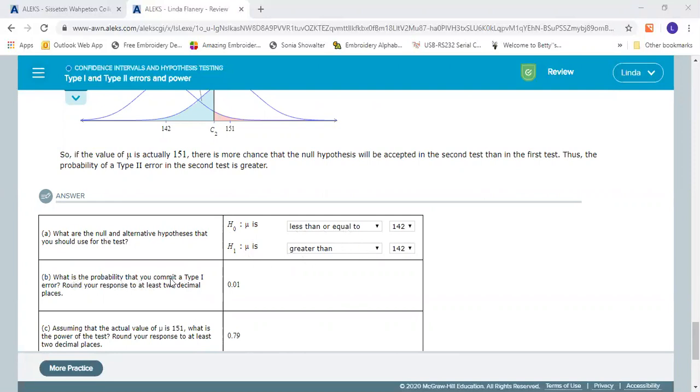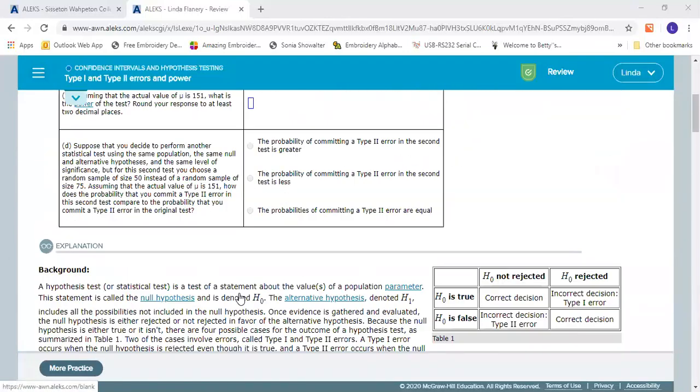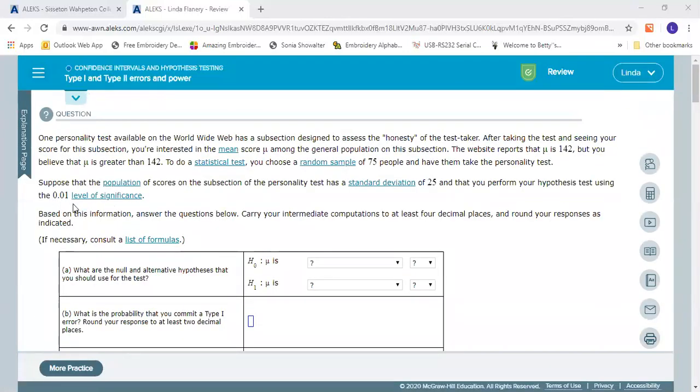What is the probability you commit a type 1 error? Your type 1 error is the same as your alpha value. So if I slide back up to the top to the question, it told us that the level of significance was 0.01 level of significance, and so that's going to be your alpha value.